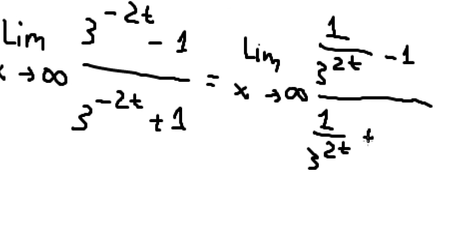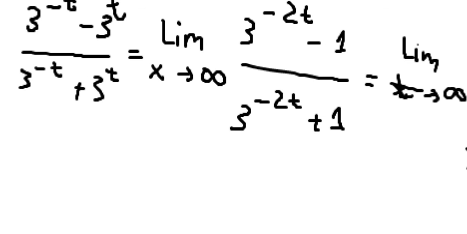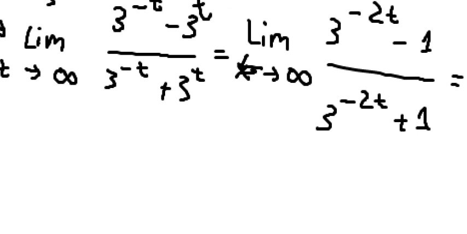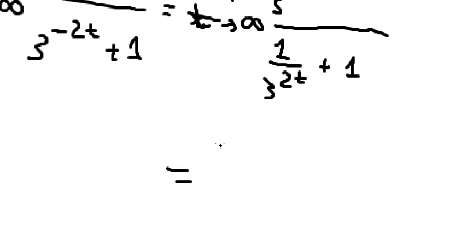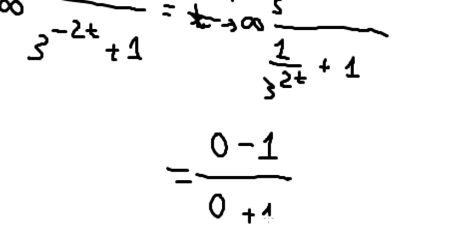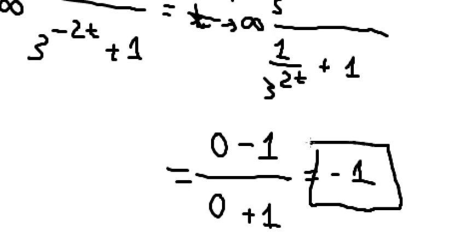So when this is t, not s, when t goes to positive infinity, this one goes to positive infinity, this one goes to positive infinity. 1 divided by positive infinity, you get 0, 0. So we have like this. And we have negative number 1. And this is the final answer.